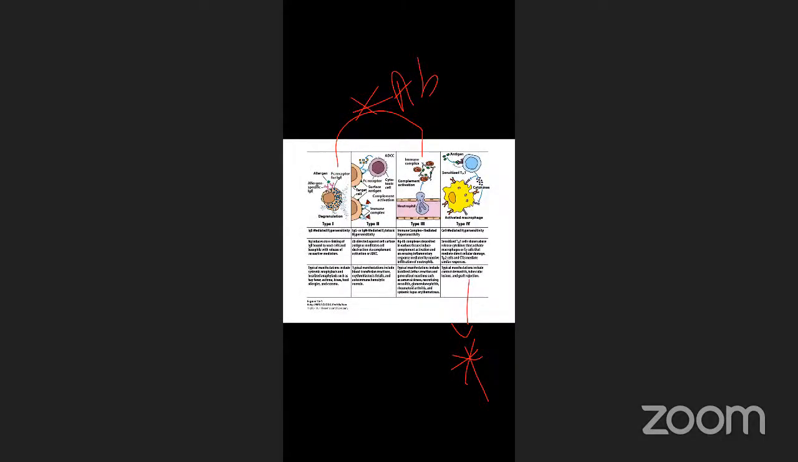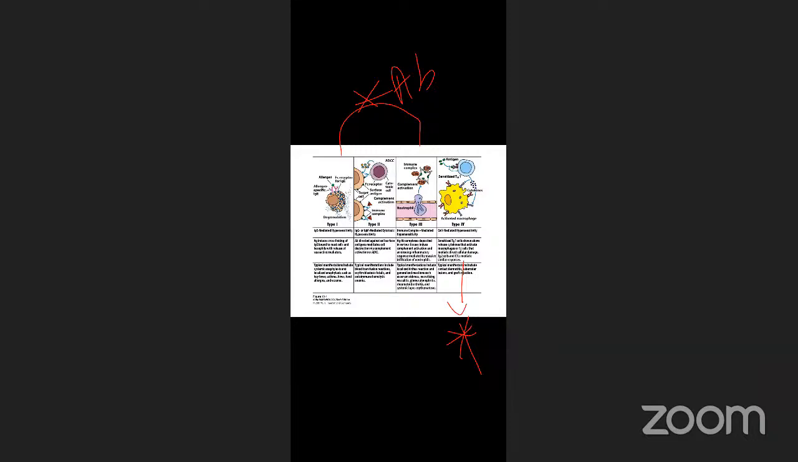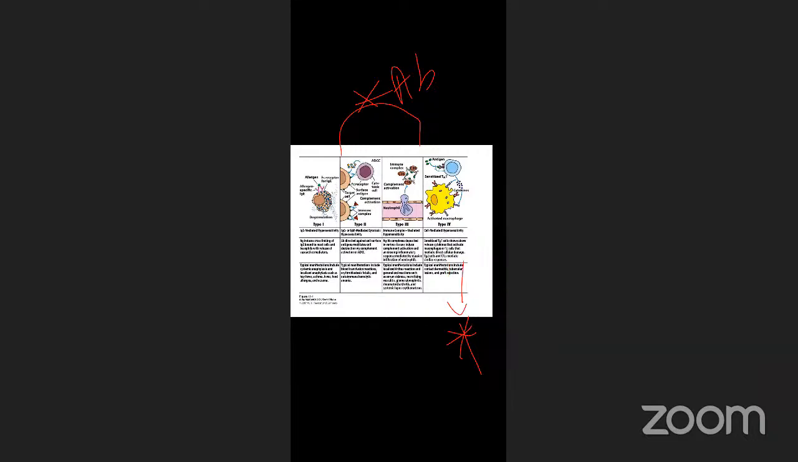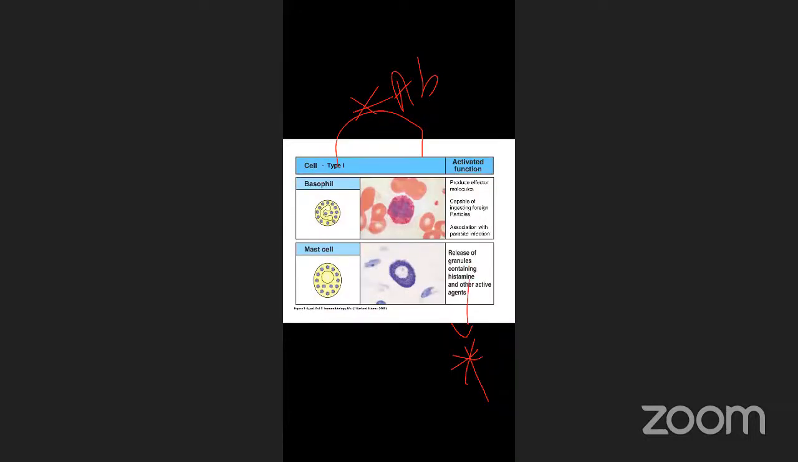Involved. Okay, actively involved. Next, we will discuss one by one. Coming to the first hypersensitivity reaction. Okay, first hypersensitivity reaction, we can call it immunoglobulin E mediated hypersensitivity.